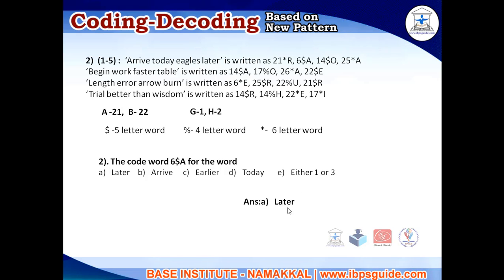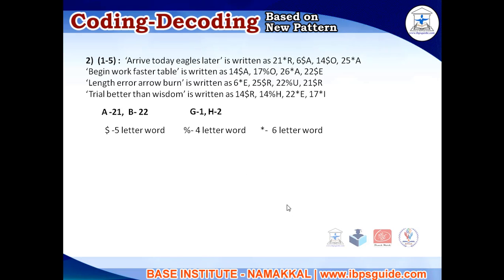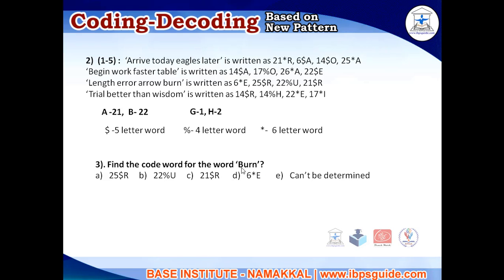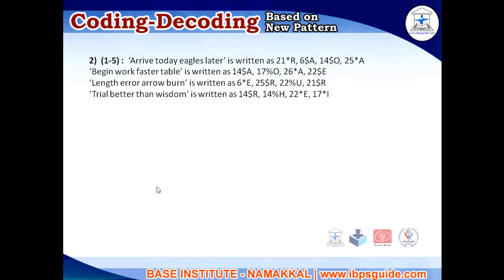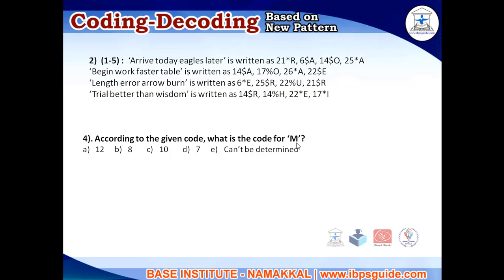In the next question, find the code word for the word burn. According to our coding logic, the answer would be B option, 22%U. Okay, yes, let's move on to the next question. According to the given code, what is the code for M? We can compare this M with our coding logic. We can get M is coded as 7.